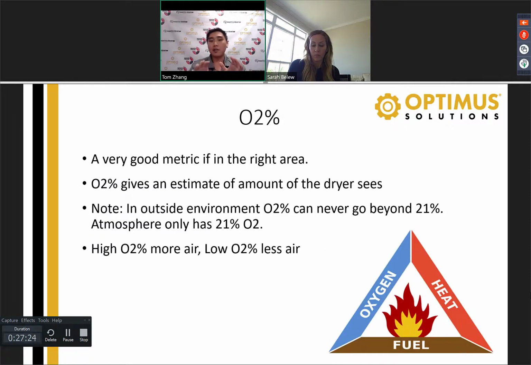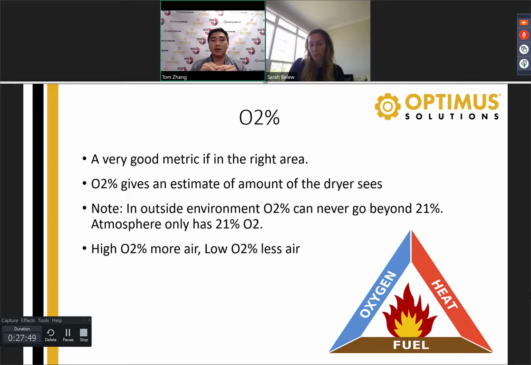So I want to set this up before we get going on the next piece. It's only a couple of slides. There's two metrics I want to talk about, and I want to focus on one of them more. So O2 is just one of the three pieces in the combustion triangle. You need oxygen, you need heat, you need fuel. Okay, when you put a spark on it, it creates a combustion product.